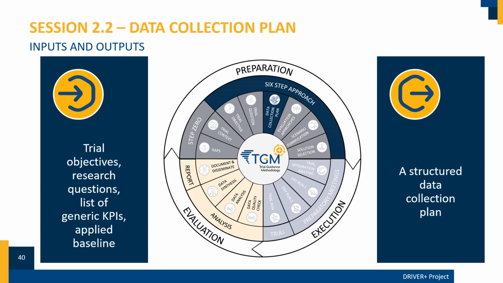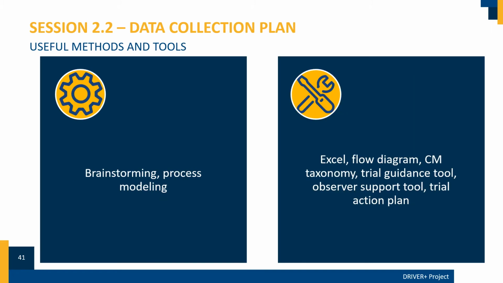In the data collection plan step, your inputs are the trial objectives, research questions, list of generic KPIs, and the applied baseline. Your output will be a structured data collection plan. The methods for the data collection plan step are brainstorming and process modeling. The tools are Excel, flow diagram, CM taxonomy, trial guidance tool, observer support tool, and the trial action plan.